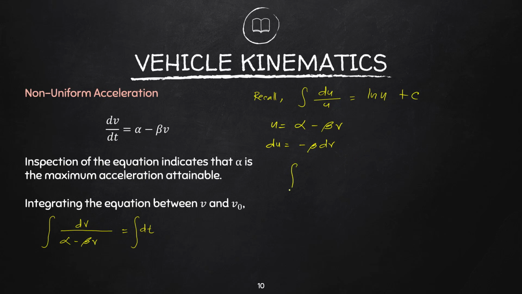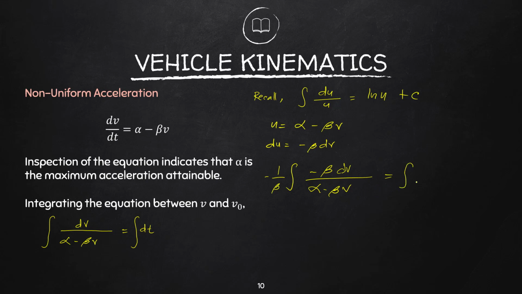This would be the integral of du, that is negative beta dv over alpha minus beta v. And since we added this constant here on our function, we need to place a constant outside the integral sign to balance the integral. So we are not changing the sense of the integral. We are just doing this for ease of computations. This would be negative 1 over beta, because if you place this outside the integral sign, negative 1 over beta times negative beta will just be equal to positive 1. So we are not really changing the sense of this equation.